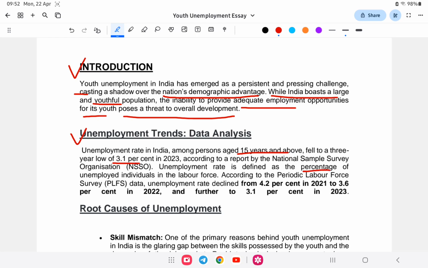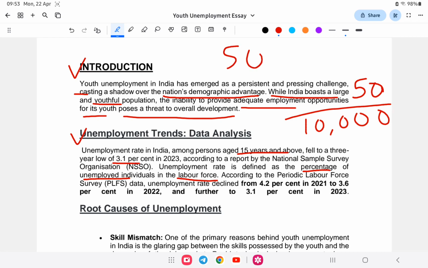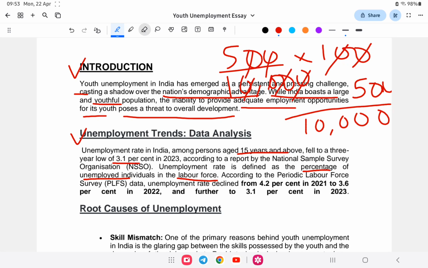Unemployment is defined as the percentage of unemployed individuals in the labor force. For example, if in a place there are 10,000 people who can work and just 50 are employed, it will come to 50 divided by 10,000 into 100, which is 0.5% employment rate.